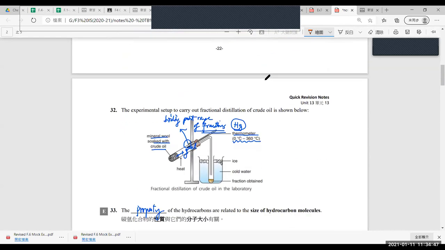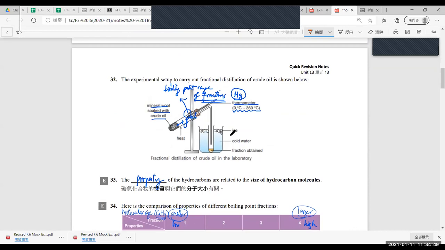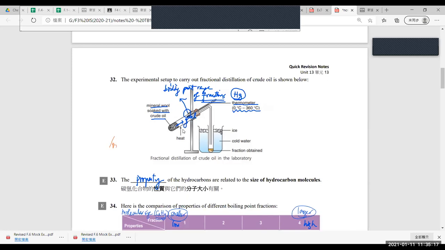I just introduced one of them, which we currently do in the school lab. We would have this setup with the mineral wool soaked with crude oil. Remember, mineral wool is not the lamb's wool, okay? Mineral wool is just glass fiber, which can withstand high temperature. I soak it with crude oil and heat it, and I boil it gradually from low to high temperature.